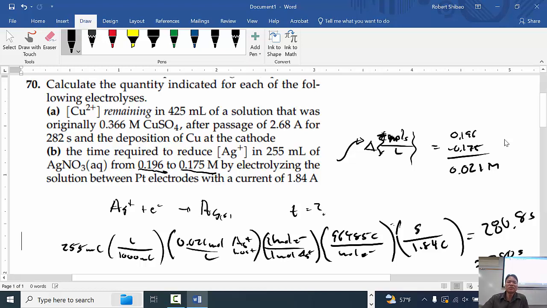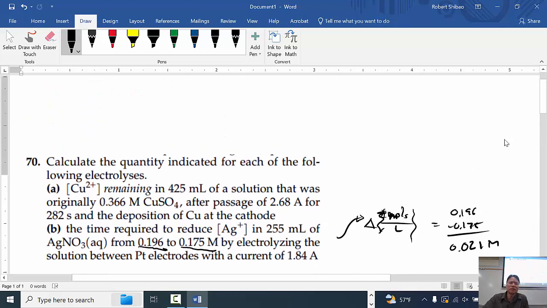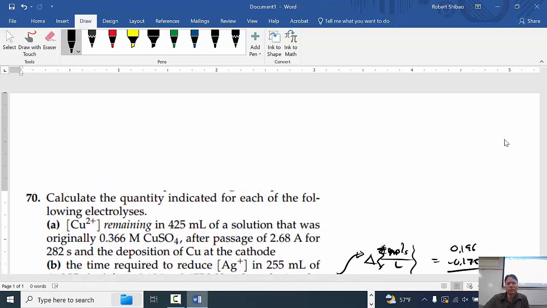So these are examples where all we had to use was the half reactions, not the full balanced reaction. Sometimes we'll have to use the full balanced reaction in other stoichiometry problems. But whether it's a voltaic or galvanic cell, it's the same procedure.